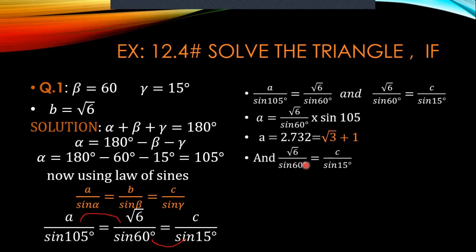Now we need to simplify the second one, this one. From there, c would be equal to under root 6 over sine 60 into sine 15 degrees. And after simplification, c becomes 0.732, and 0.732 can also be written equal to under root 3 minus 1. I think in your book this under root 3 minus 1 is given. I don't have the book with me. I have solved it myself, but I know that both these are representations, so I have written here. So in this way, you will use the law of sines.